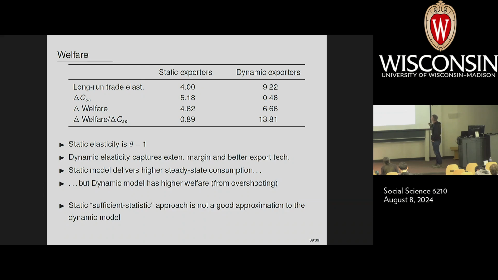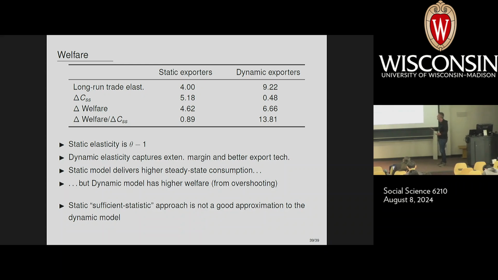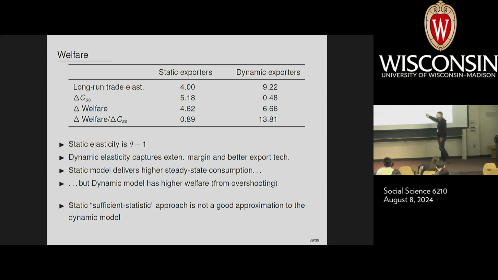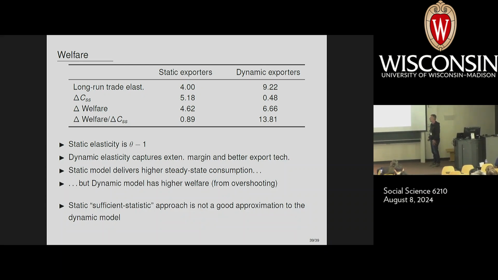the change in steady state trade is quite different between these two models. Here, the change in steady state consumption is big. Here, the change in steady state consumption is small. But welfare is much bigger in the dynamic model than the static model because of the overshooting of consumption. And so this says that looking at steady states of a static model is not a good approximation for doing the work of writing down a dynamic model and solving through for the transitions, right? This sufficient statistics approach isn't a good approximation. So maybe doing all that work was worth it.